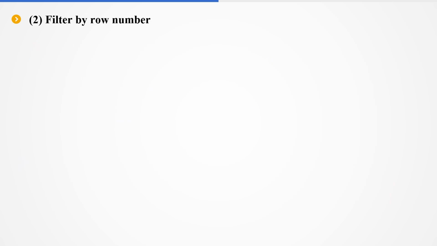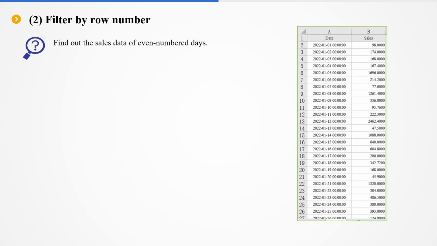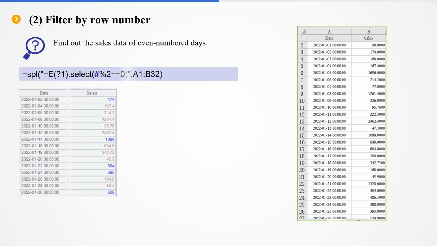2. Filter by row number. The select function can also use row number as a filter condition. For example, there is a statistical table for daily sales of January 2022. It is required to find out the sales data of even-numbered days. The hash sign represents the number of the current row. Even-numbered rows are rows where the row number divided by 2 has a remainder of 0. It should be noted that the row number here refers to the row number in SPL, and the first row starts from the first data, excluding the header row.